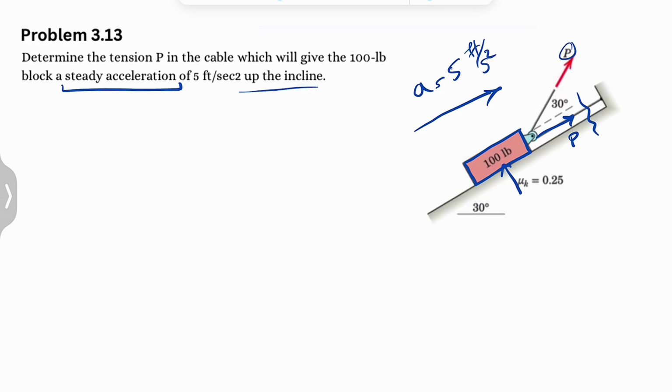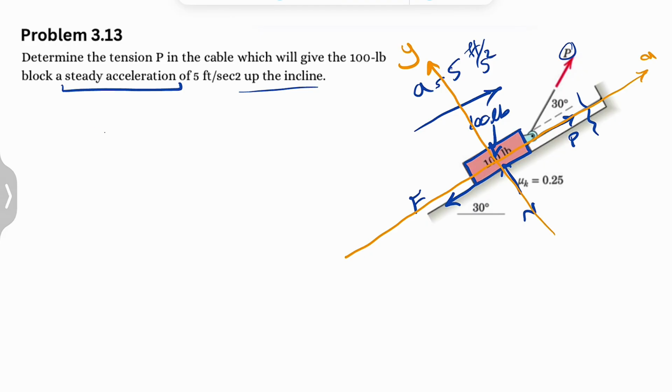We have the normal force perpendicular here. Because the box is moving up the incline, the friction has to be in the opposite direction, so we can call this our friction force. And obviously we have the weight of the block, which is 100 pounds. So we can define our x and y in this question. We can maybe call this one x, and this will be our y.